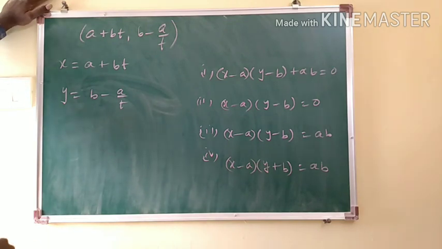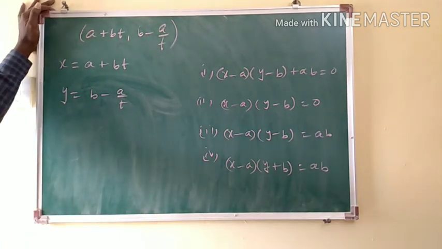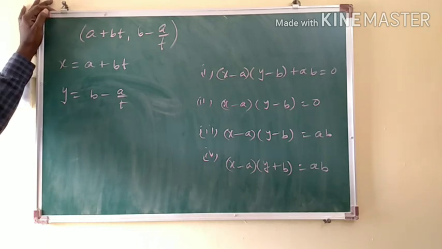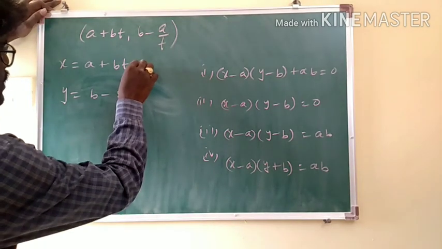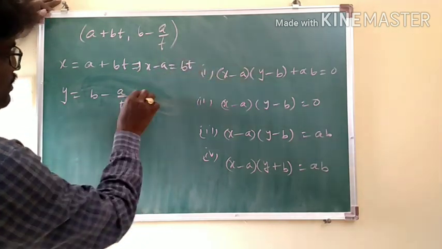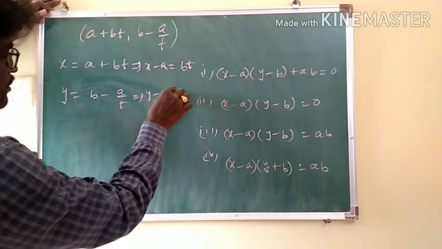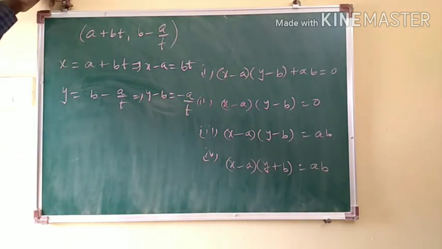If you observe properly, our focus is to eliminate t. We have been discussing this from the beginning: when there is a parameter in the given coordinates, it is to be eliminated to get the equation of the locus. So for that, in the first equation I am writing x minus a is equal to bt, and from this I am writing y minus b is equal to minus a by t. Now I want to eliminate t. What should I do in that case?